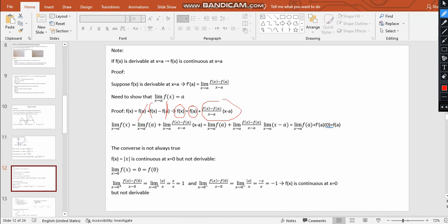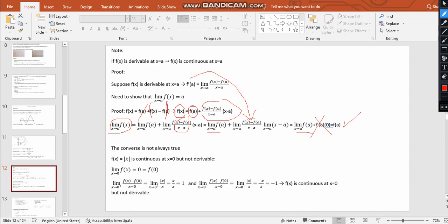Now since I have a product, I can split the limit into two, one for this factor alone and one for this factor alone. So it's equal to the limit as x tends to a of f of a, and this is nothing else than f prime of a. And the limit as x tends to a of x minus a is 0. 0 times f prime is 0. So we have proved that if it is derivable, the limit as x tends to a of f of x equals f of a. So if a function is derivable, it's continuous.